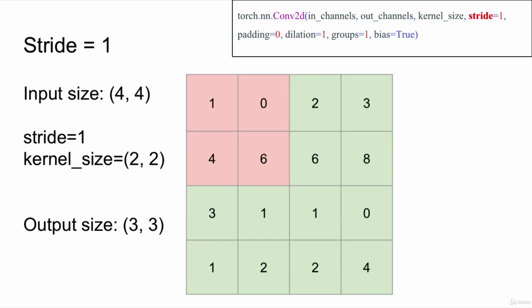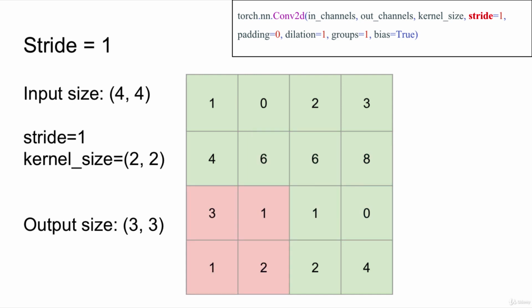Convolution operation has several parameters. Let's discuss the most important: stride and padding. The first parameter of the convolution is its stride. The default value of the stride is 1, which means that our kernel is moving from left to right and from top to bottom by 1 pixel.